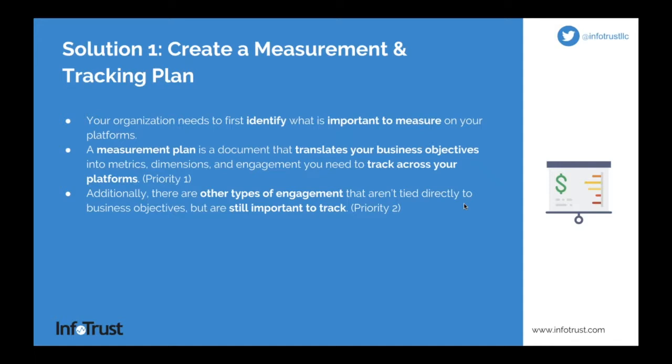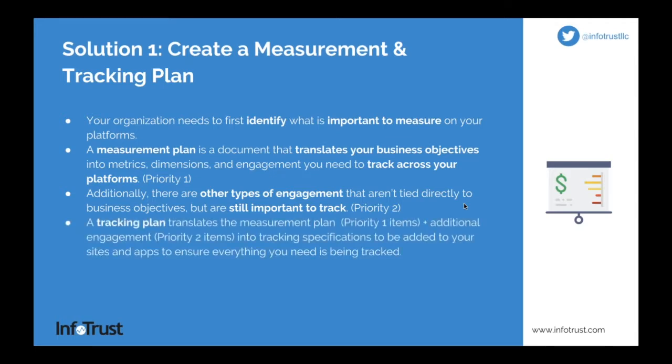So your measurement plan is for your business objectives, but there are also additional things that need to be tracked that don't necessarily tie directly to your business objectives, but they are good to know and good to have. So a tracking plan then actually translates the measurement plan, those priority one items tied to the business objectives, with the additional engagement that you want to track, the priority two stuff, into tracking specifications that can be added to your sites and apps to ensure everything you need is being tracked.